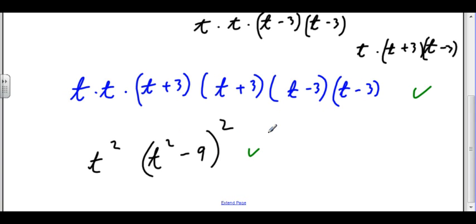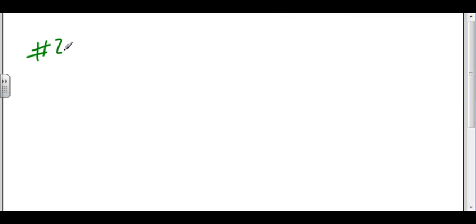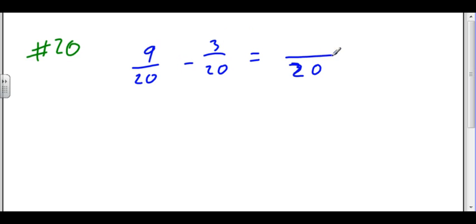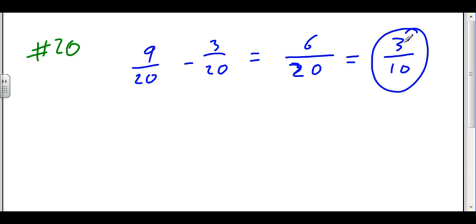Number 20. Oh, I might be able to do that. Let's see, number 20. 9 over 20, if I could write a 20, minus 3 over 20. I already have a common denominator, so it's going to be over 20, and 9 minus 3 is 6, and then I say, well, I got a 2 up here and a 2 down there, so I can go 3 over 10 and call that my final answer.